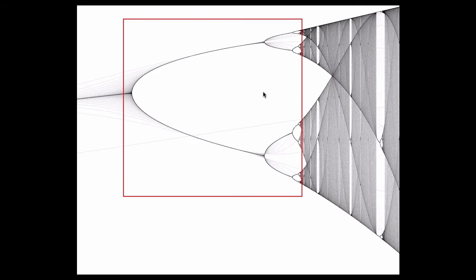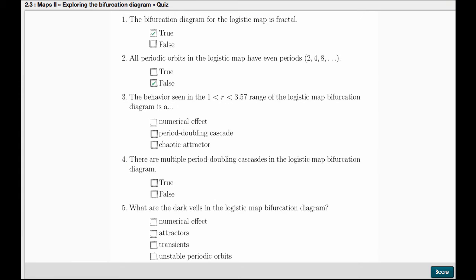It's important to realize this is not a chaotic attractor. A bifurcation diagram is in parameter space, not in state space, so this cannot be an attractor. It may be tempting to think that because you're going from left to right, you're quote-unquote attracting to chaos, but this is not the way that you should think about an attractor. Instead, we should describe this as a period doubling cascade. As we just showed, this particular range of the logistic map bifurcation diagram is best described as a period doubling cascade.